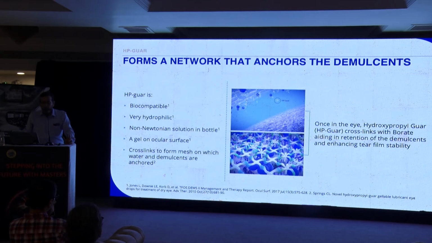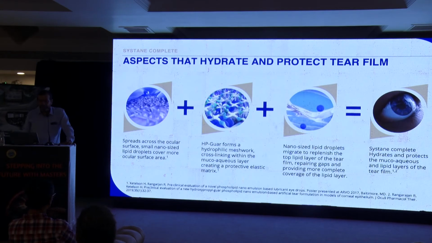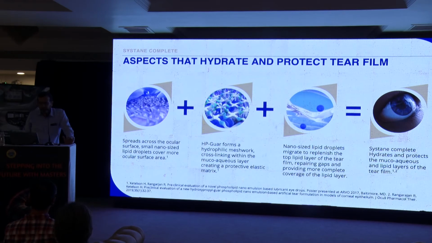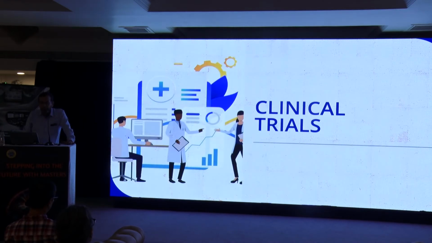So HP guar, like we all know, is very biocompatible, and once inside the eye, it cross-links with the borate, aiding in the retention of the demulcents and enhancing tear film stability. So basically what happens with Systane Complete is it spreads around the whole ocular surface. The HP guar forms a hydrophilic meshwork cross-linking with the mucoaqueous layer and creating a protective elastic matrix. The nano-sized lipid droplets migrate to the surface and help replenish the top lipid layer by filling in any gaps in the lipid layer. And therefore it acts as complete protection to the tear film.